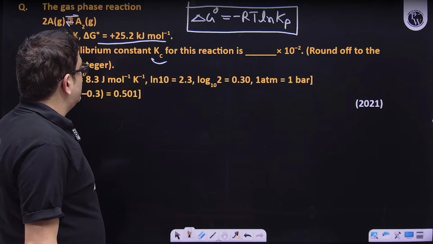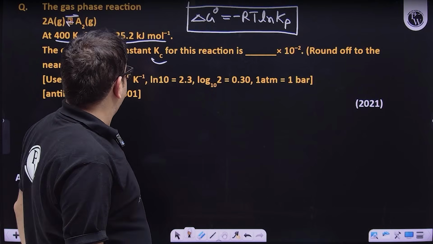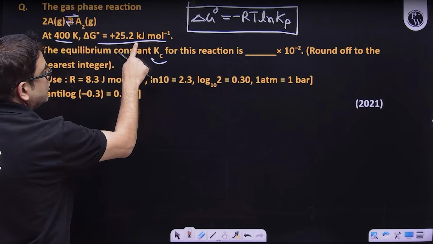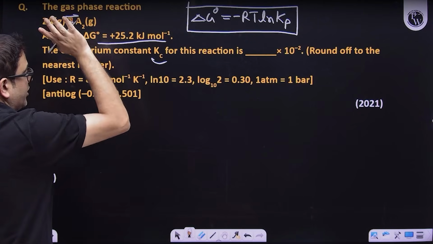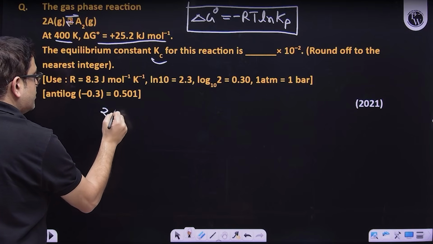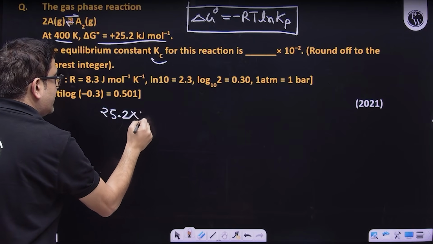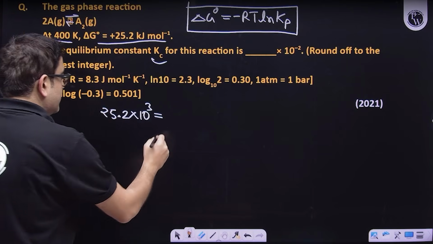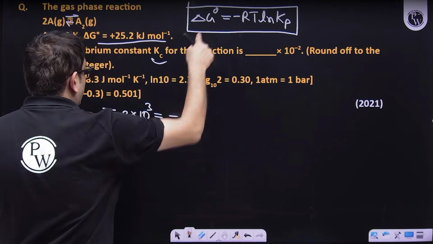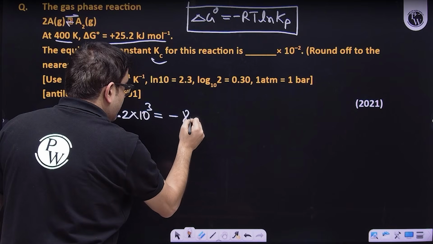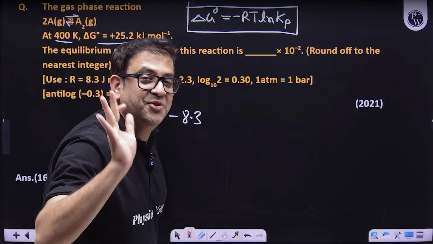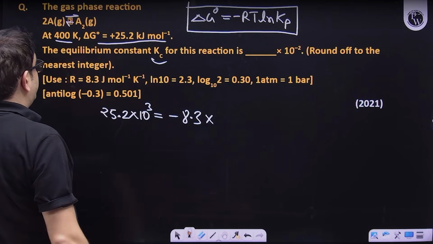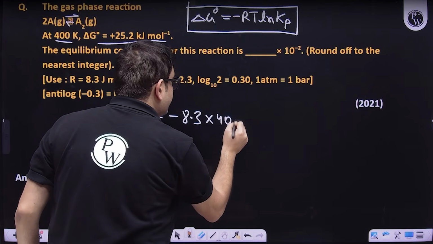Okay, sir. So if we can calculate Kp, let us put the values. This is in kilojoule, and because R is in joule, I have to put it in joule. So this value is 25.2 into 10 raised to the power 3 equals minus R. What R is given? Okay, thank God, 8.314 you do not have to use. So 8.3 into temperature, which is in Kelvin, 400.